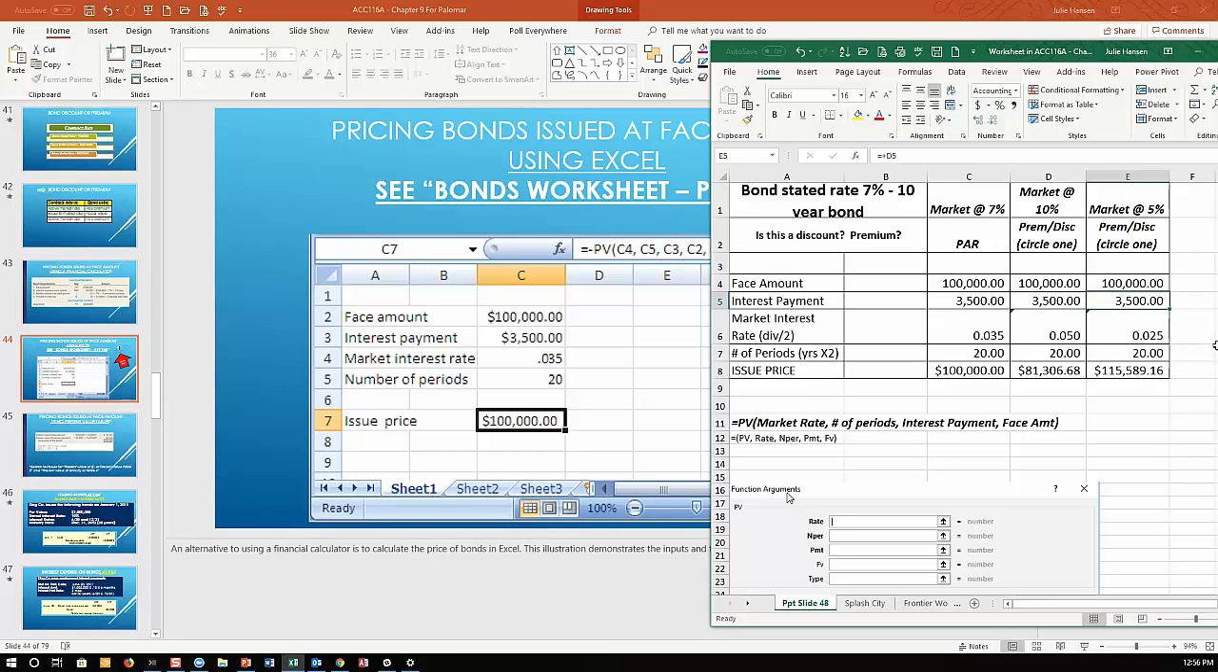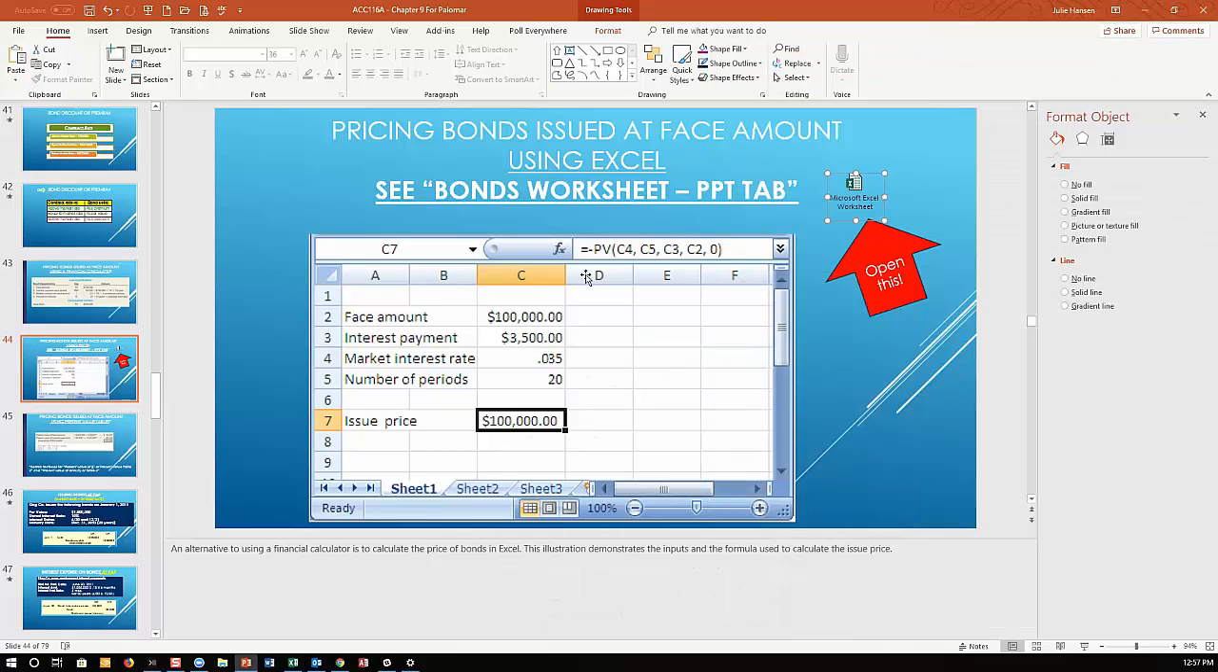They're going to get $3,500 every 6 months for the next 10 years, semi-annually, and then at the end I'm going to pay them back $100,000. But because the market's only paying 5%, but my bonds are paying 7%, they have to pay a premium to get that bond. So anyway, I hope that helped you.